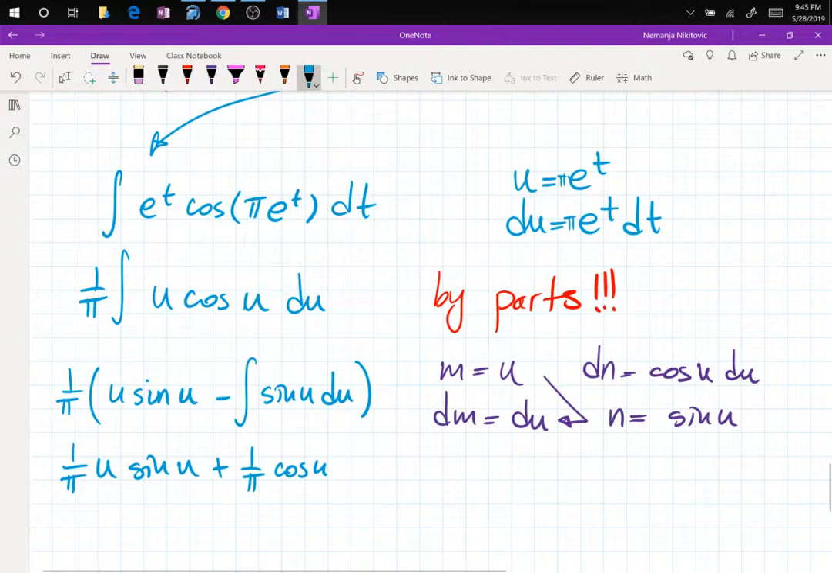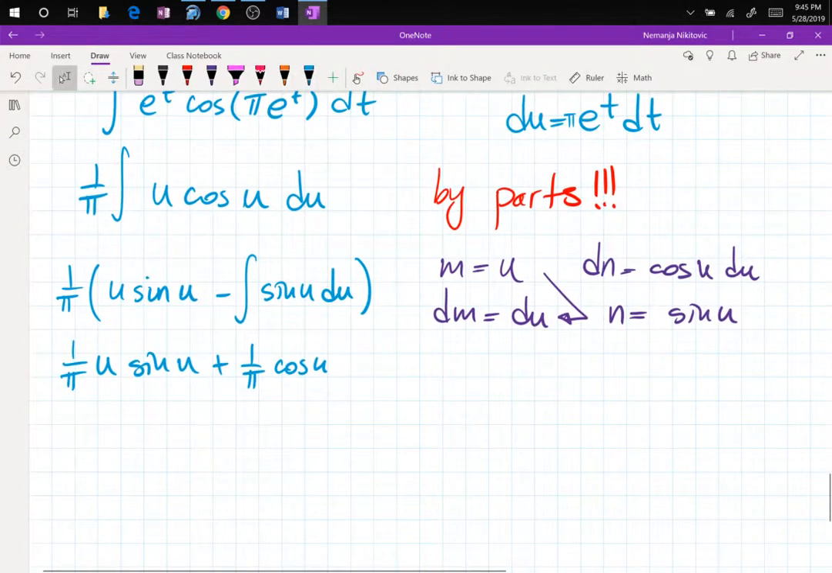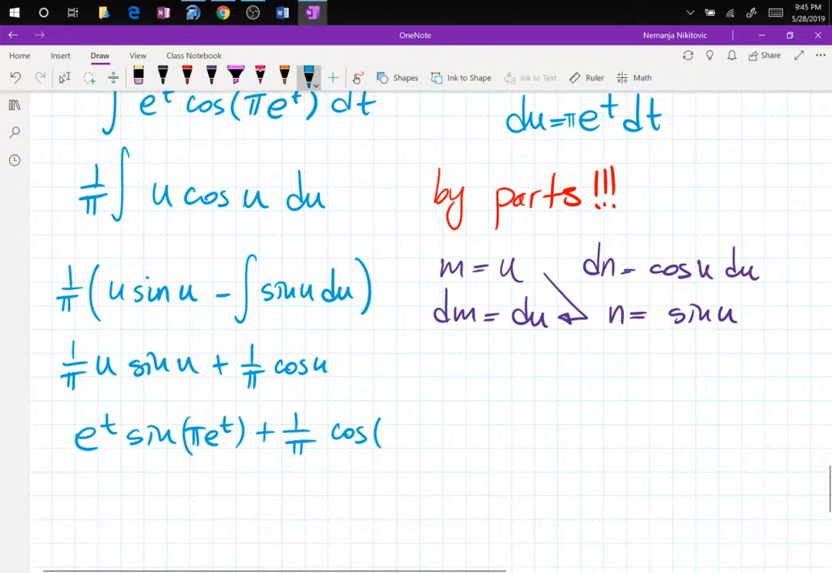And u is pi e to the t. So pi and pi will cancel, so I just have e to the t sine pi e to the t plus 1 over pi cosine pi e to the t. Great.